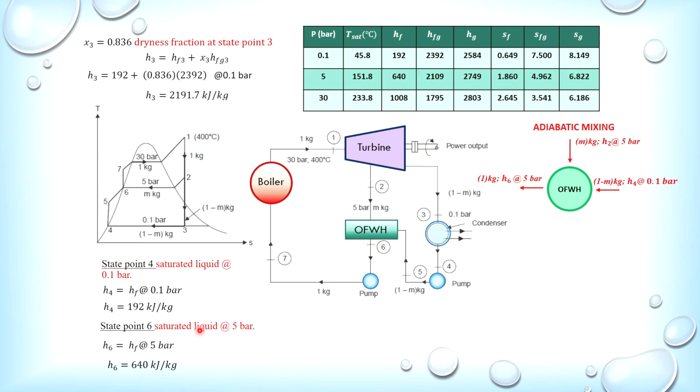Then after that, the next thing we have to find is the amount of bleed steam, which is the amount of steam being extracted from the turbine for the purpose of heating here. That is mixing with the saturated liquid which enters the open feed water heater from the condenser. So there are line 1, line 2 and line 3. Both of these lines are going into the open feed water heater, and this line here, line 6, is leaving the open feed water heater.